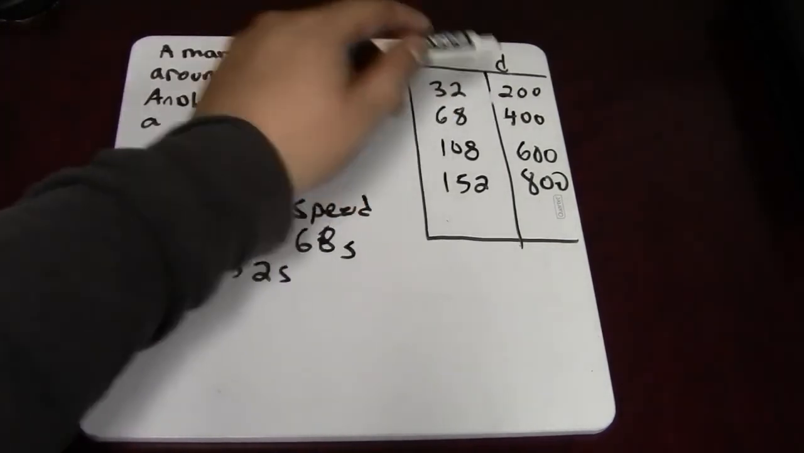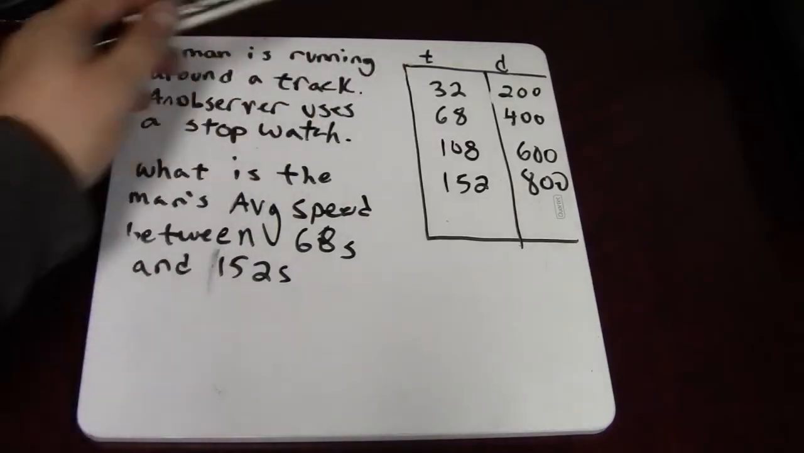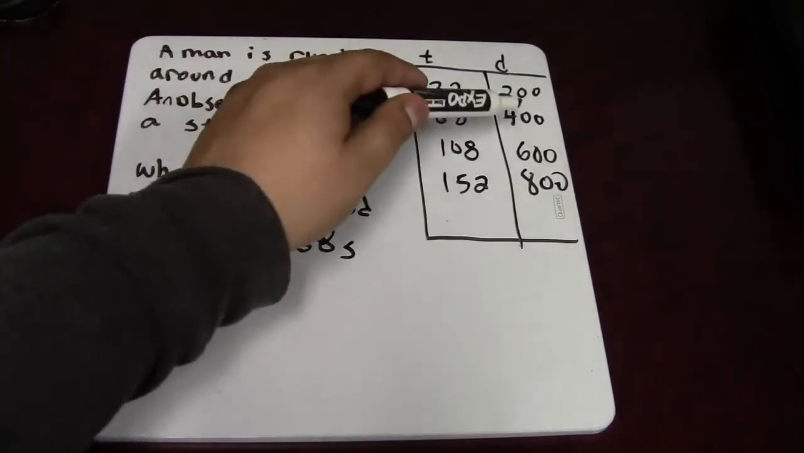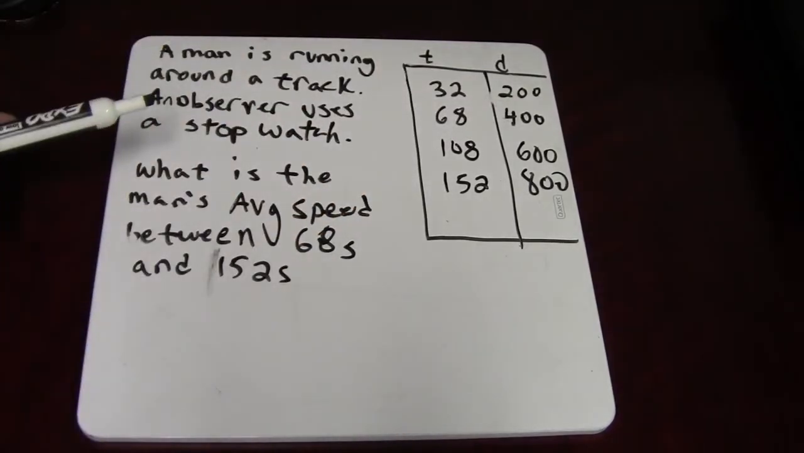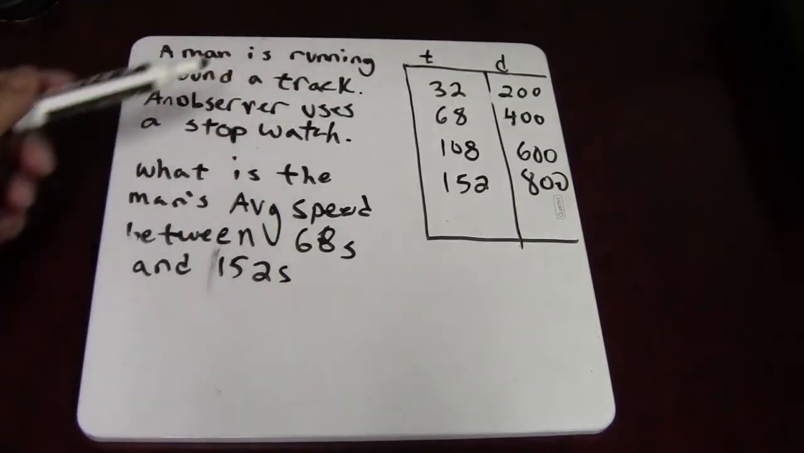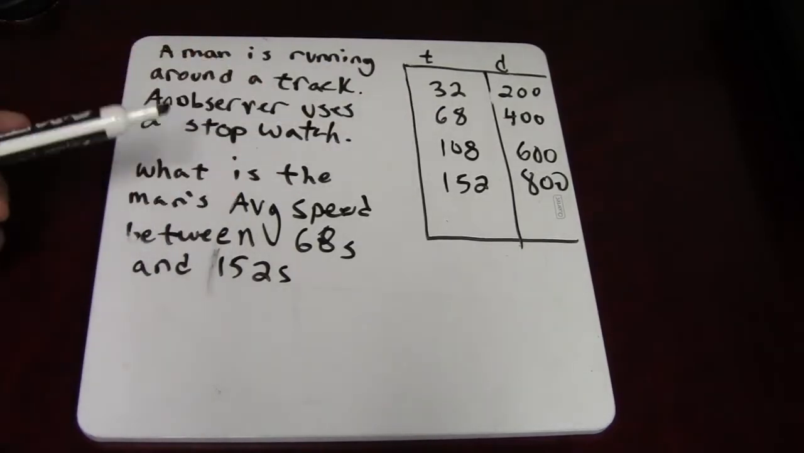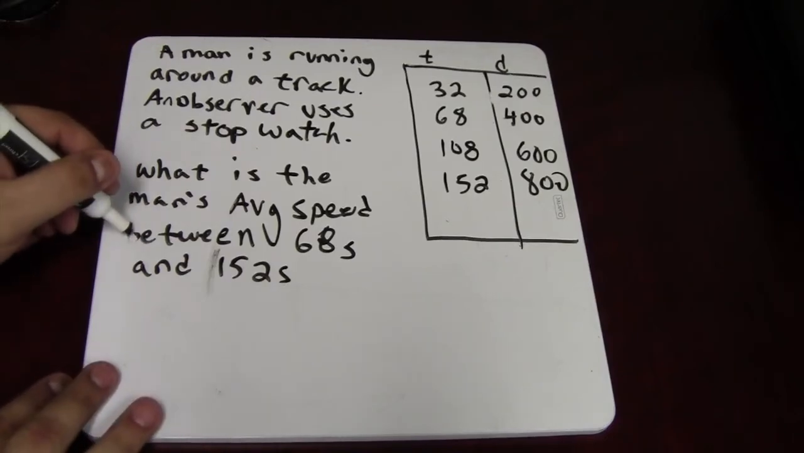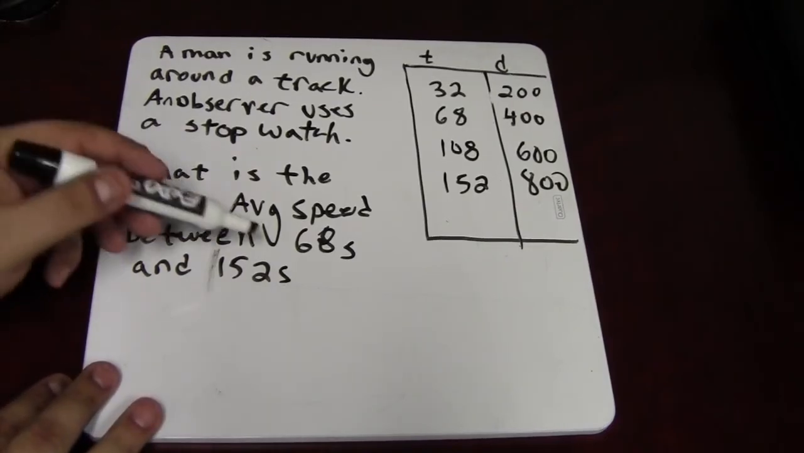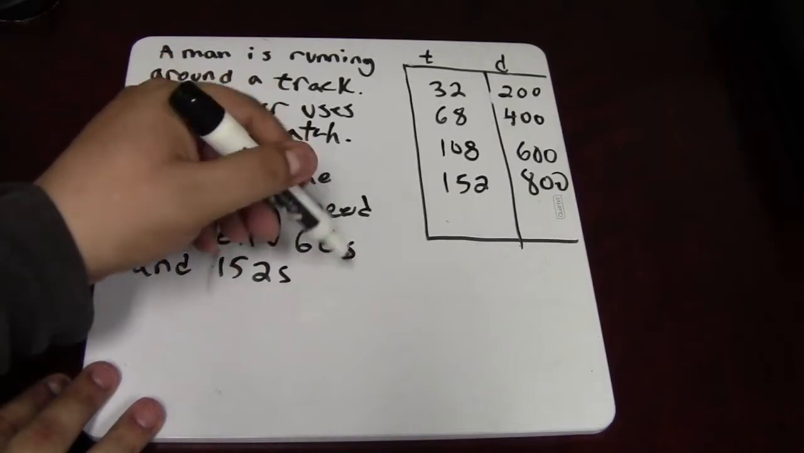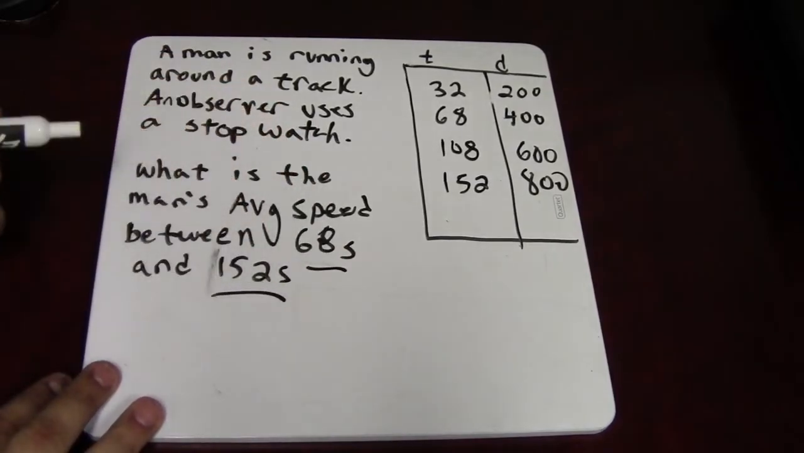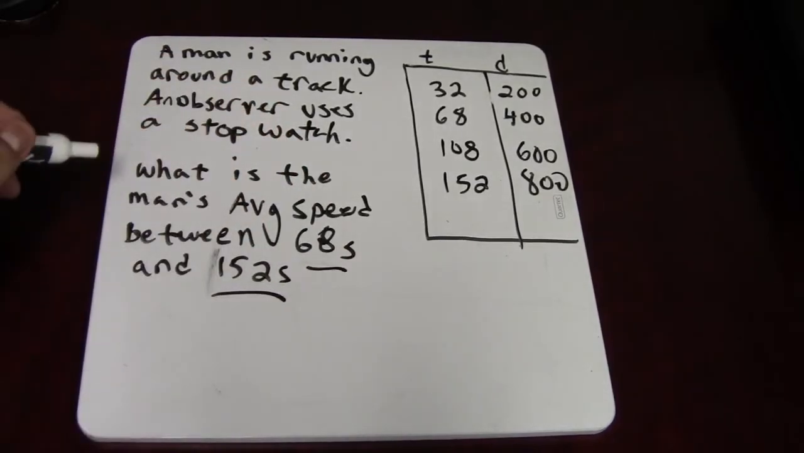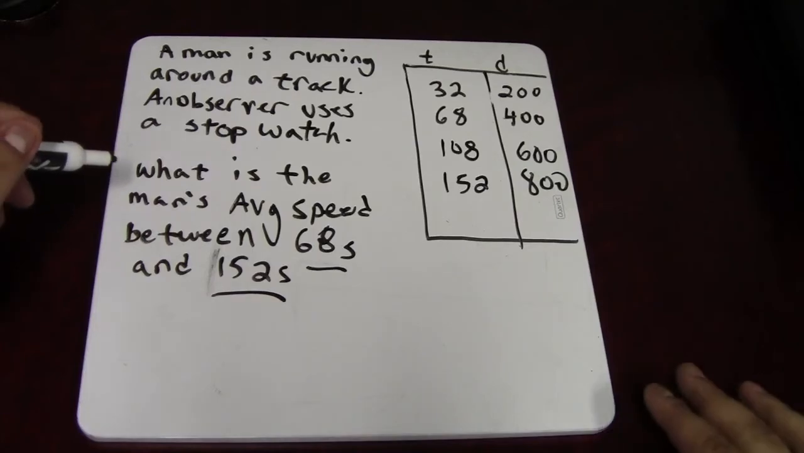So after he's gone over one lap of 200 meters, it took 32 seconds. Then he went another lap, which gives him a total now of 400 meters, and he's gone 68 seconds, and so on down this table. The question is, what is the man's average speed between 68 seconds and 152 seconds? So to do this, we just use the average rate of change formula.